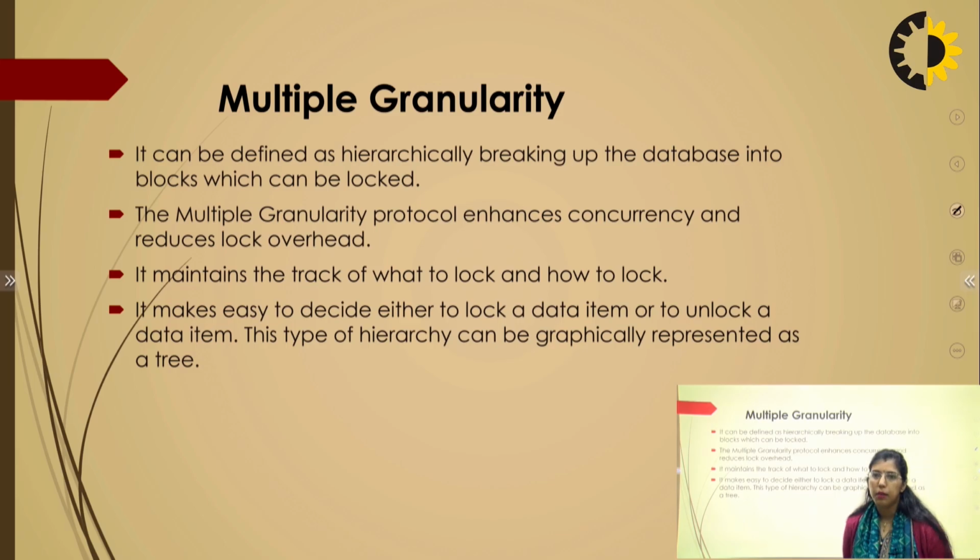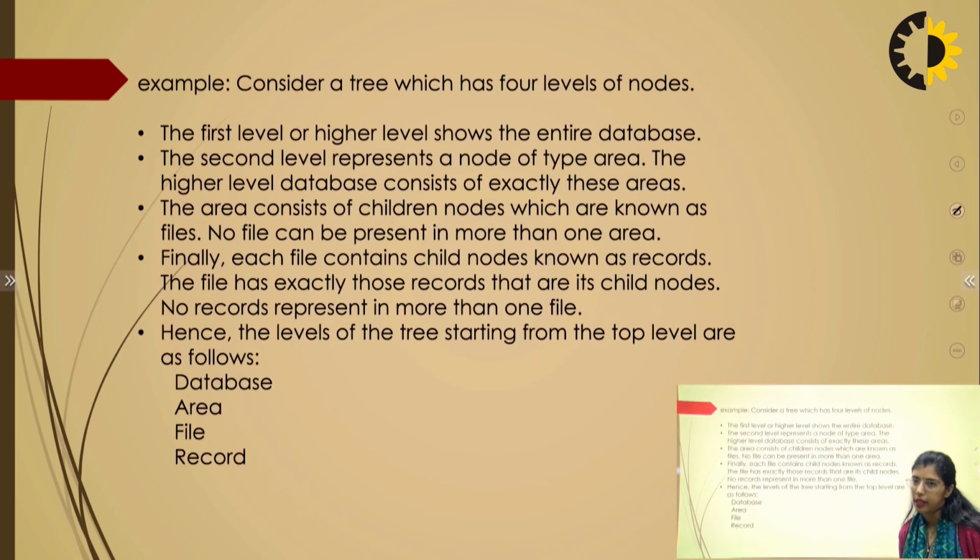Next topic is multiple granularity. It can be defined as hierarchically breaking up the database into blocks which can be locked. The multiple granularity protocol enhances concurrency and reduces lock overhead. It maintains track of what to lock and how to lock. It makes it easy to decide whether to lock a data item or to unlock the data item. This type of hierarchy can be graphically represented as a tree.